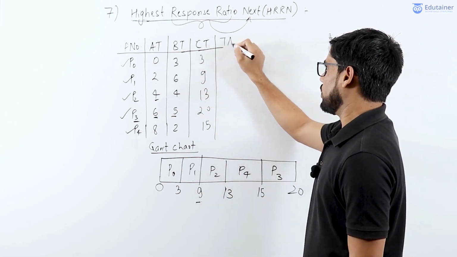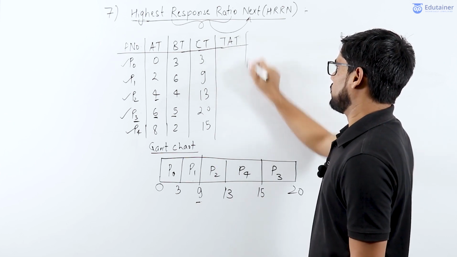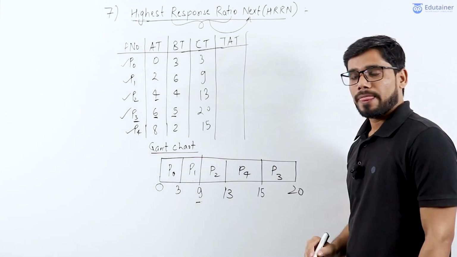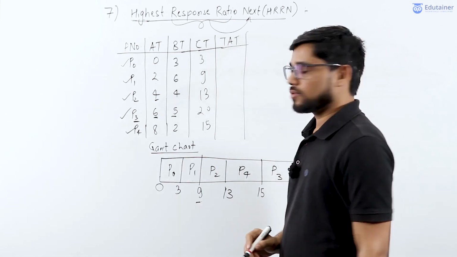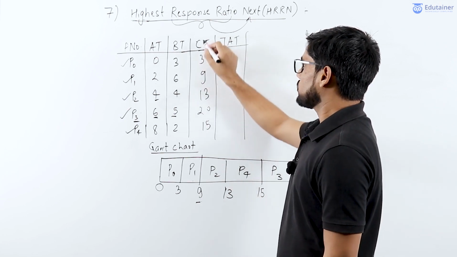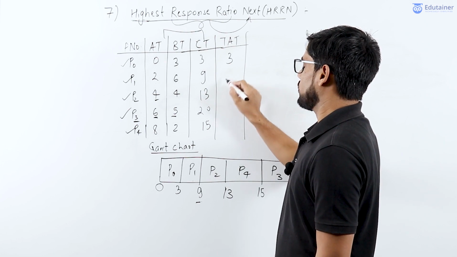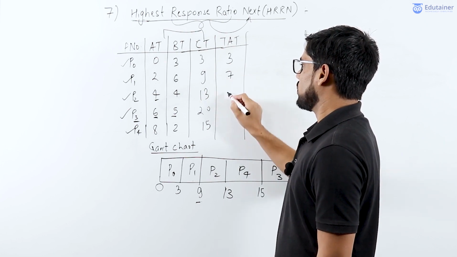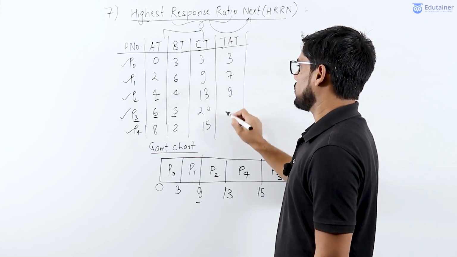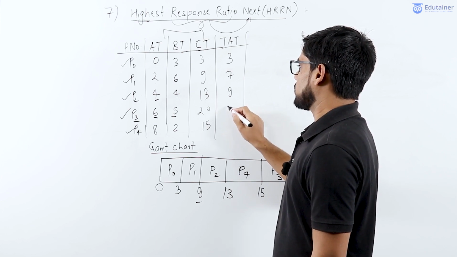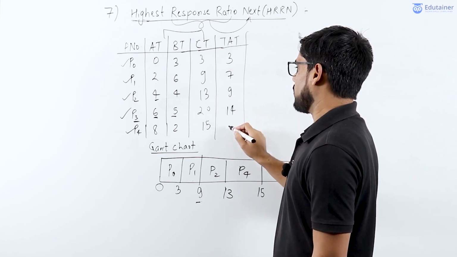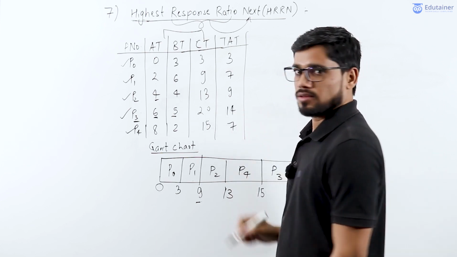After that, we need to find turnaround time. Turnaround time is completion time minus arrival time. 3 minus 0 is 3. 9 minus 2 is 7. 13 minus 4 is 9. 20 minus 6 is 14. 15 minus 8 is 7.